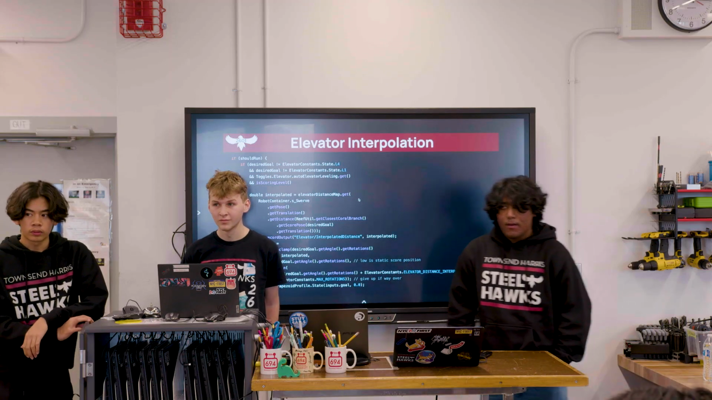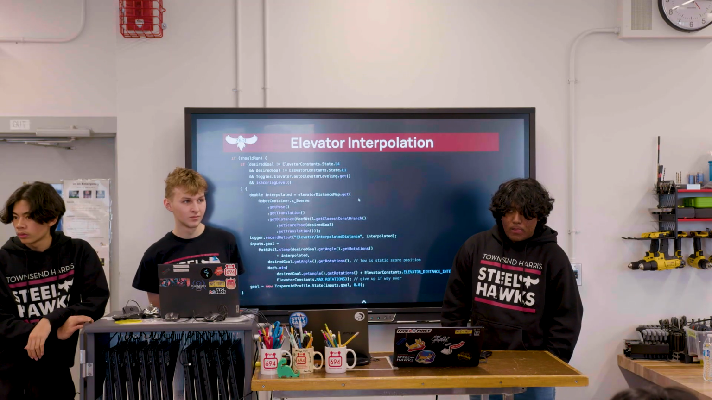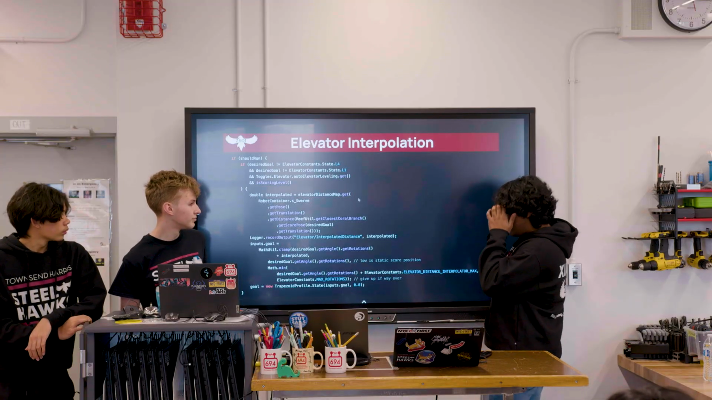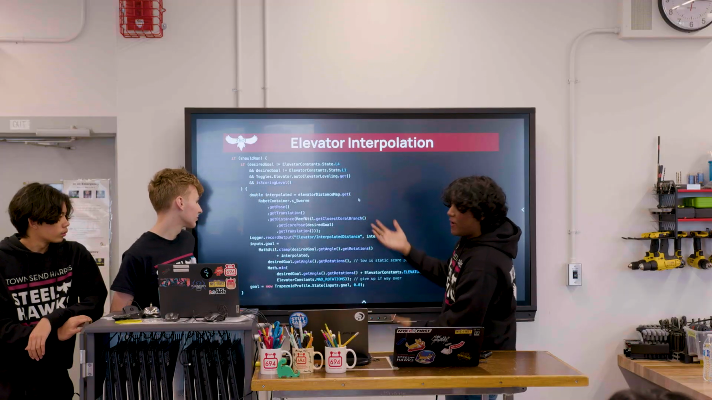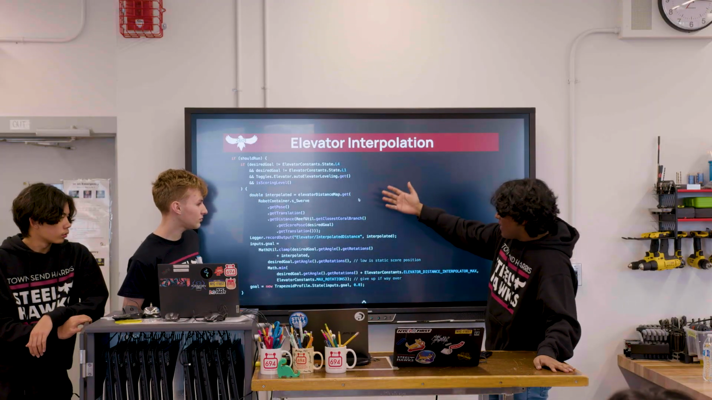How do you tell the difference between you and the reef? Oh, we're going to go into that right now. Looking at this, should run just tells you if you're running the PID loop. And then we check our desired goal.